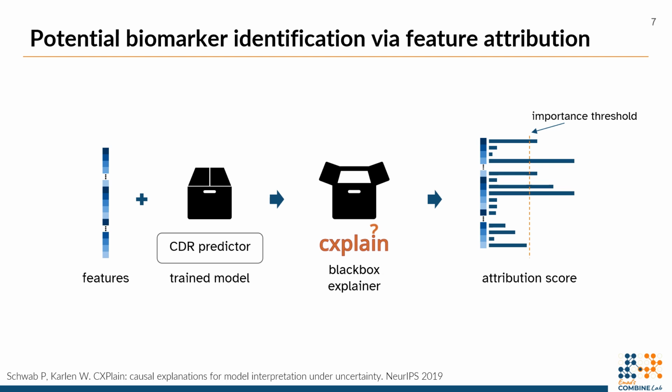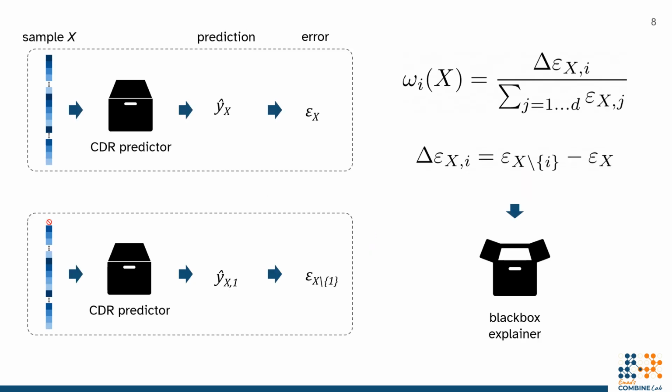In the second phase of the pipeline, we use a black box explainer called C-explain to give feature attribution scores for each gene. This explainer is actually another model that is trained by comparing the errors of the models when features, or in our case genes, are removed one at a time. This is reminiscent of Granger's causality.